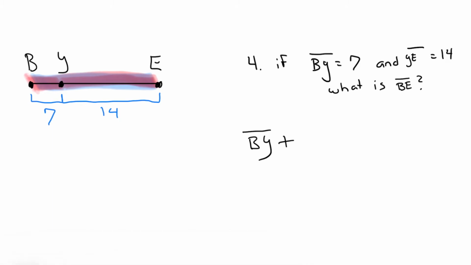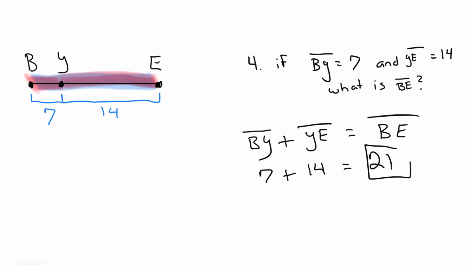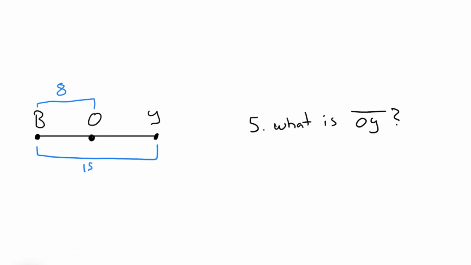So BY plus YE is going to give me BE. All we have to do is fill it in. We already know here that the BY is 7 plus the YE is 14. So that's literally giving us our answer, which is 21. So BE is going to be equal to 21.